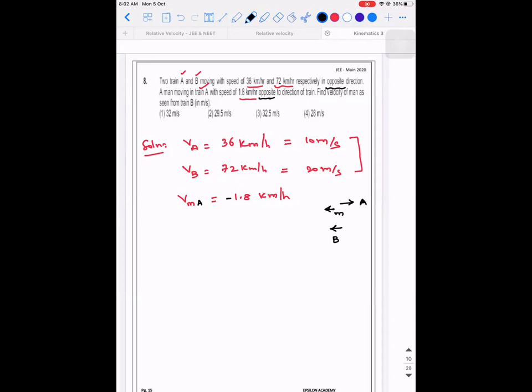And one more correction is also to be done. What is it? Conversion, sir. I forgot a minus here. VB is equal to minus 20 meter per second. I told not conversion, I told correction. Okay. So minus 1.8 kilometer per hour is minus 0.5 meter per second. Accepted?